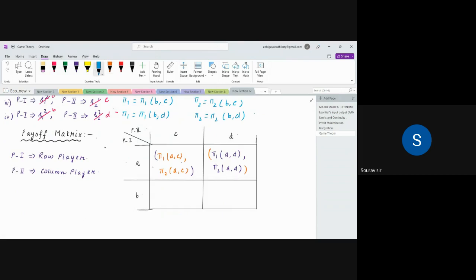So this would be player 1 choosing B, player 2 choosing C. So this would be pi 1 of B comma C, comma, pi 2 of B comma C. And similarly, the last one, pi 1 of B comma D, comma, pi 2 of B comma D. Okay.